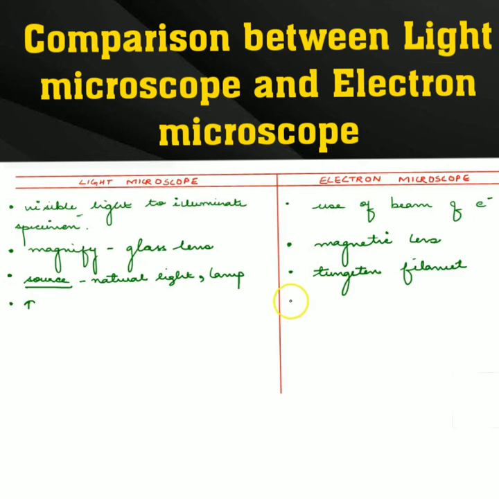Electron microscopes have very high resolution compared with the light microscope. Now, what is resolution? It is the capability to see two points separately.